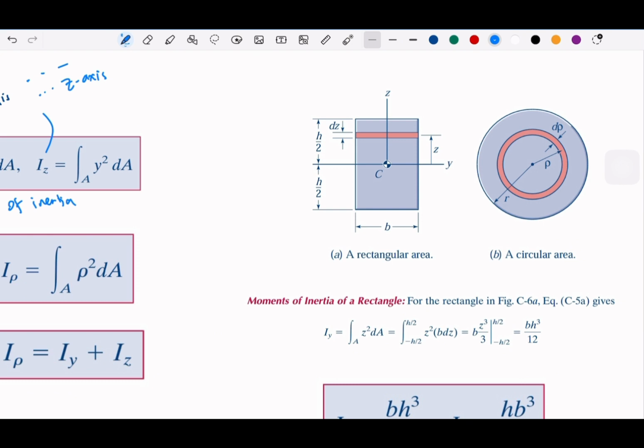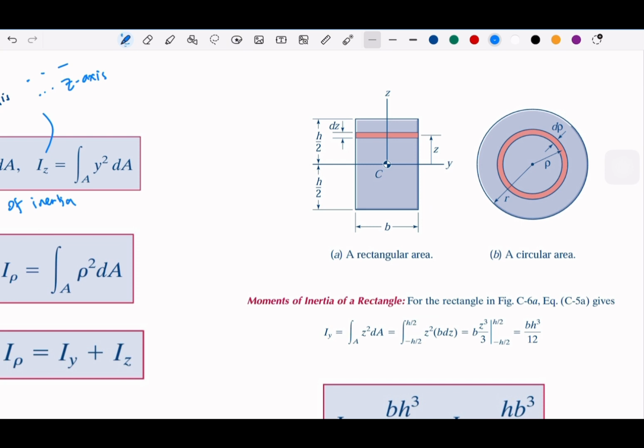So here we have the y-axis. Now we are going to take the inertia, because we are going to settle at this center. We take this from negative h over 2 until h over 2. Inside will be z squared, and then the dA will be b. And we take a small increment for the integration, dz.